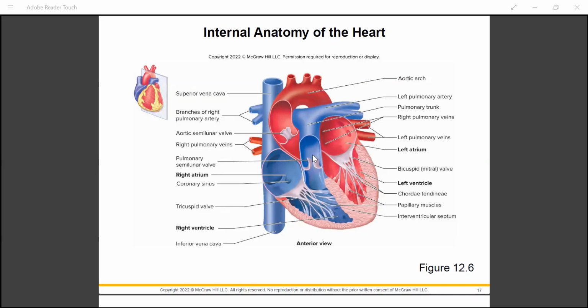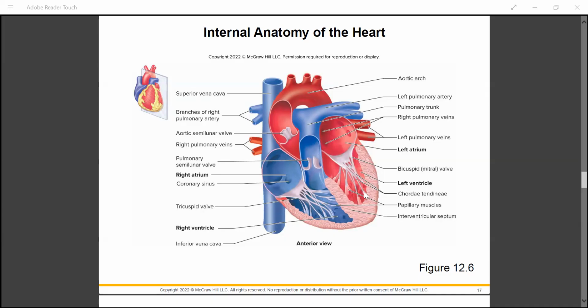Our lungs are going to oxygenate the blood, and then our blood needs to get back to the heart. It's going to do that via the pulmonary veins. Those pulmonary veins are going to empty into our left atrium, and now we have oxygenated blood in that left side of the heart. That blood from our left atrium will pass through the open bicuspid or mitral valve to get to our left ventricle.